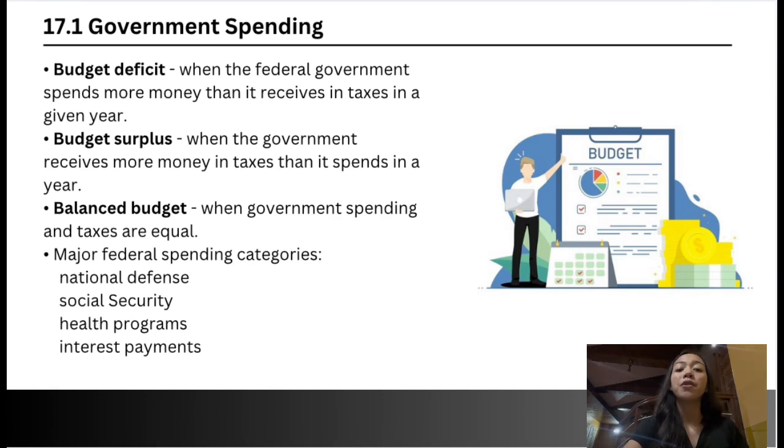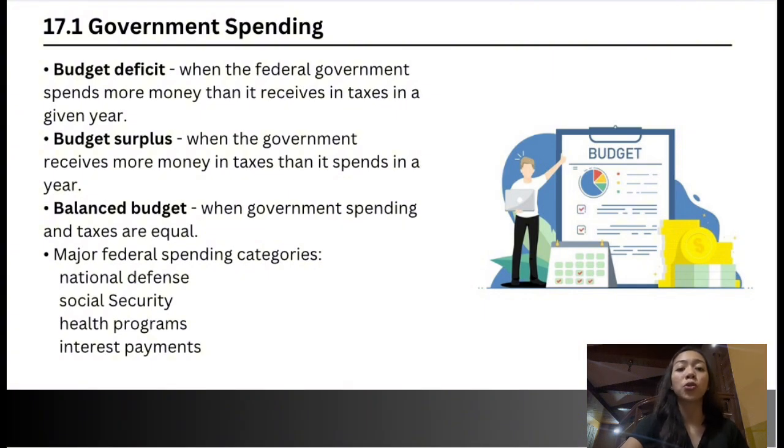The federal government manages its finances through tax revenues and expenditures. Depending on how much it spends versus how much it collects in taxes, it can have a budget deficit, surplus, or balanced budget. First, let's talk about the budget deficit. It occurs when government spending exceeds tax revenues in a given year. The government must borrow money to cover the shortfall, often by issuing bonds.